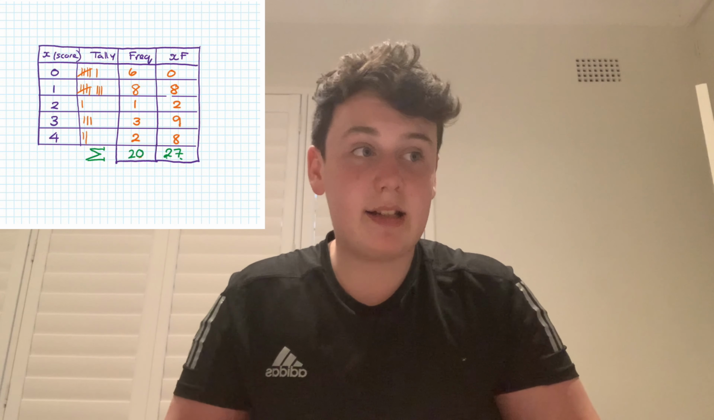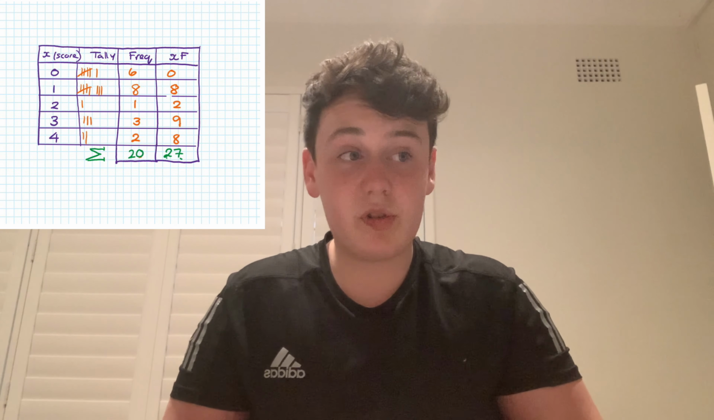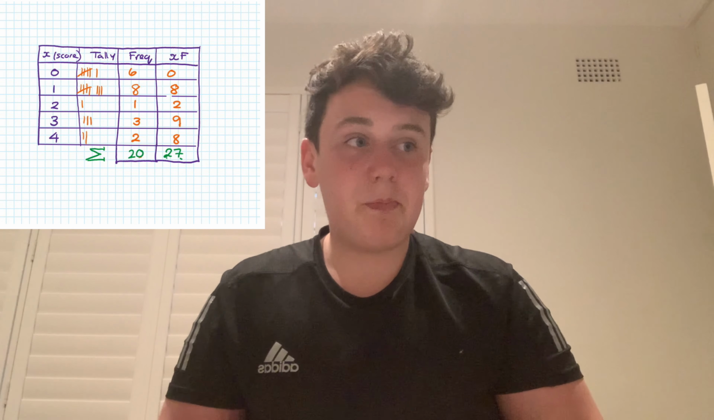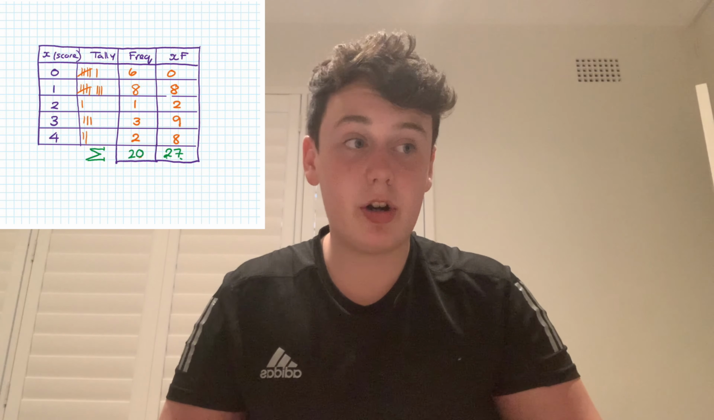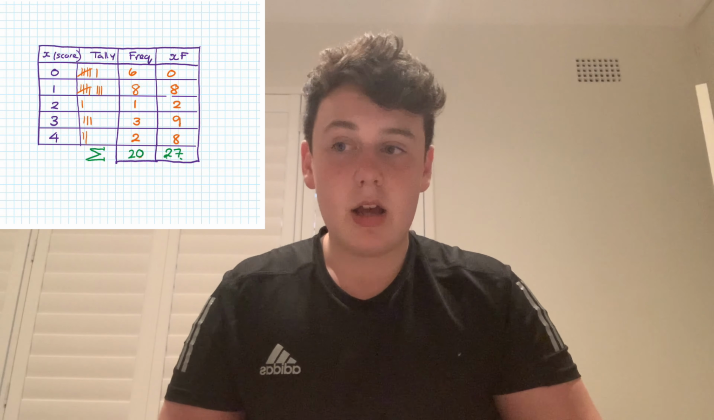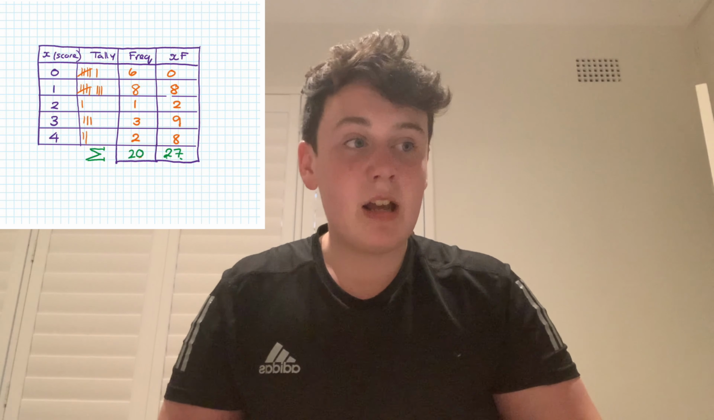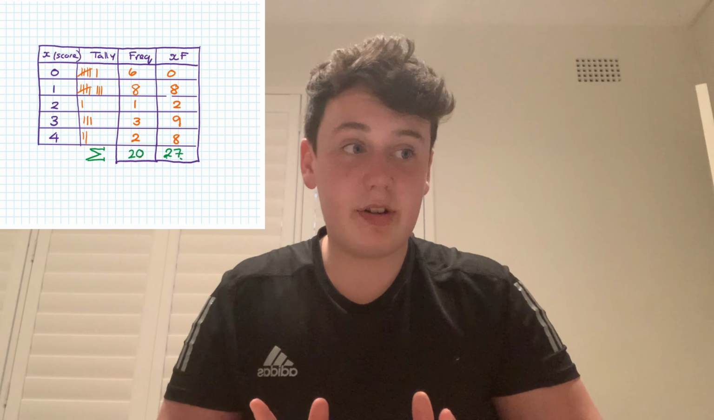And then you've got XF, which is the score times the frequency. Down the bottom of the frequency and the XF, you can do a sigma and then the total. Sigma just means total in the Greek alphabet or something like that. And then from that, you can figure out the average, median, and mode.